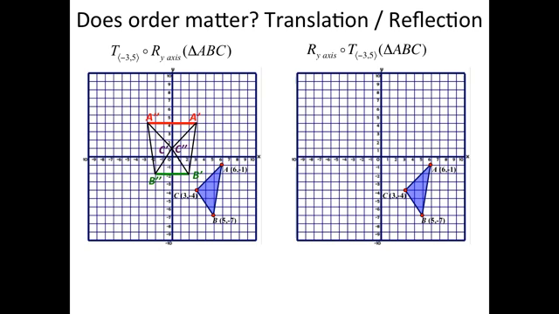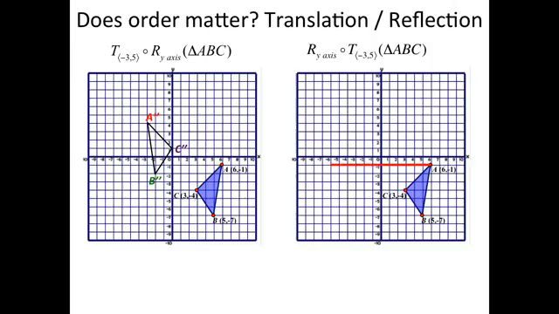Put in that new triangle, get rid of all the intermediate steps, and there is the triangle that has first been translated, then been reflected. Now on the right, we're first going to reflect it, so across the y-axis.